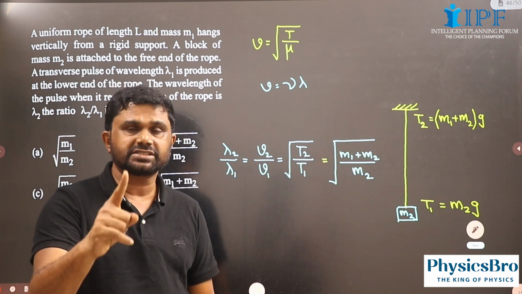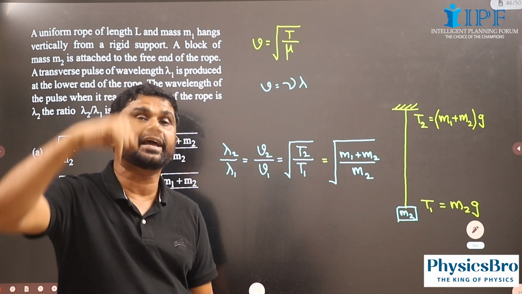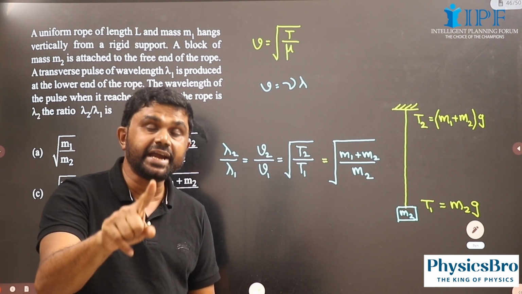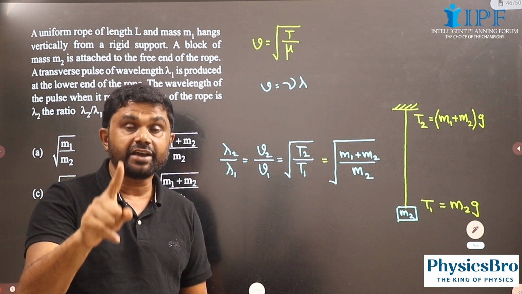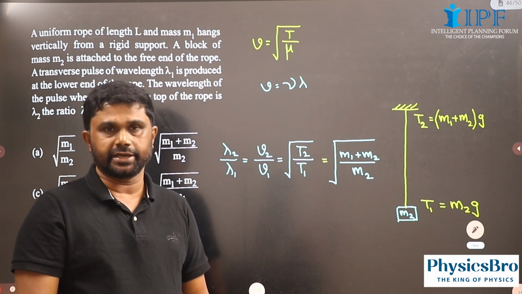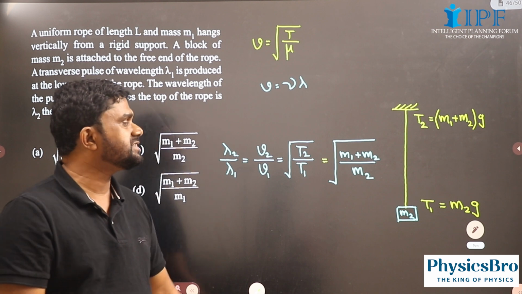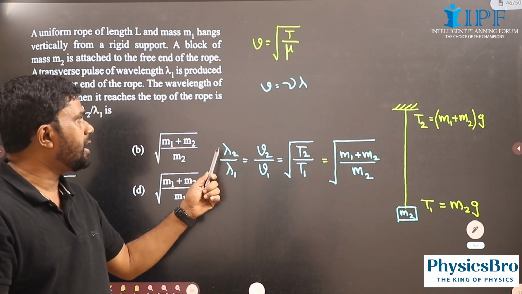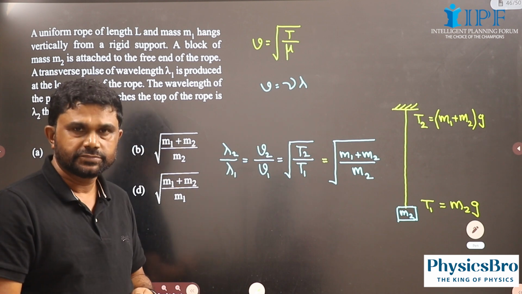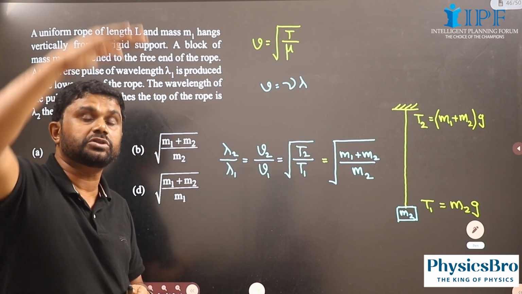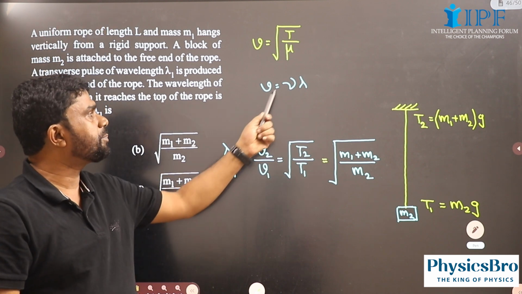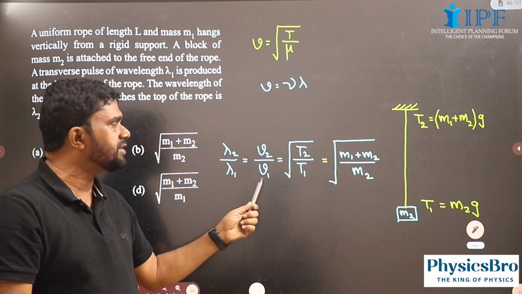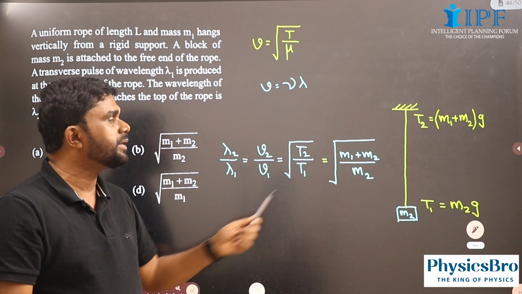As the wave propagates from the lower end to the upper end, frequency will not change. As the speed changes, the wavelength also will change accordingly. The frequency at the bottom and at the top should be the same. So V is actually nu lambda. As nu is the same throughout the rope, we can say V is proportional to lambda. So lambda 2 by lambda 1 will be V2 by V1, and it is root of T2 by T1.